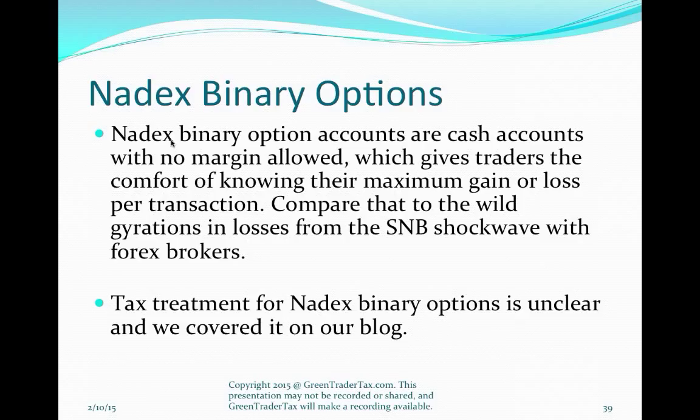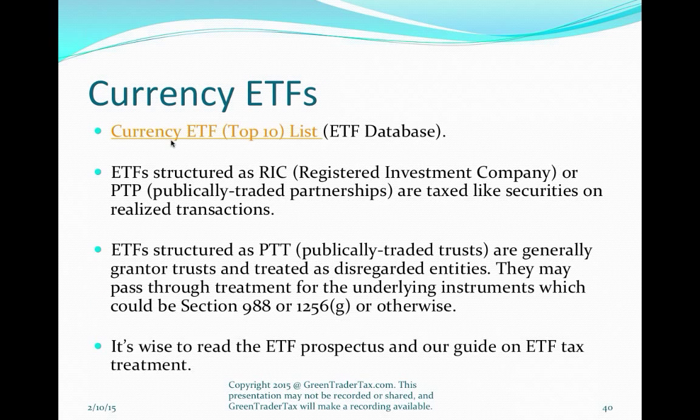So the tax treatment for Nadex binary options is unclear, in the sense that we did an exhaustive research project. We think it's an ordinary gain or loss. Nadex has in the past thought it was 1256. And we're trying to reconcile all this. So for that reason, we still say it's a little unclear. By the way, if you trade Nadex and you get a 1099 with 1256 treatment, our content says it's ordinary, especially if it's in currencies. So check with us on it so you do the right thing on your tax return. If you trade Nadex, you need to check with us.